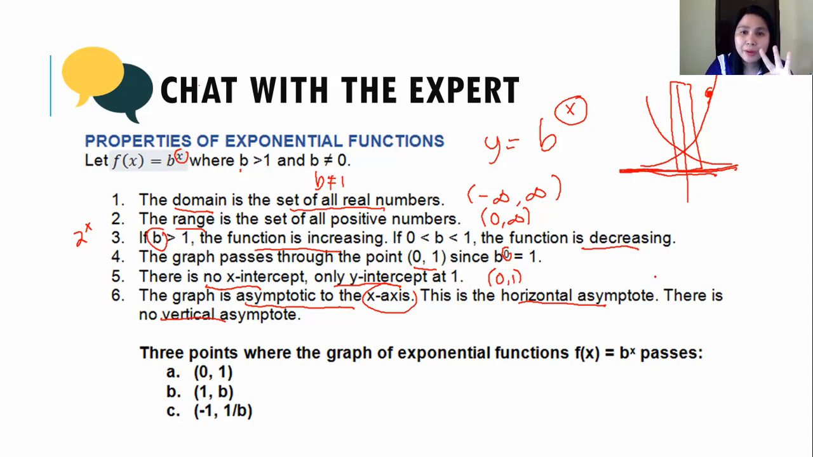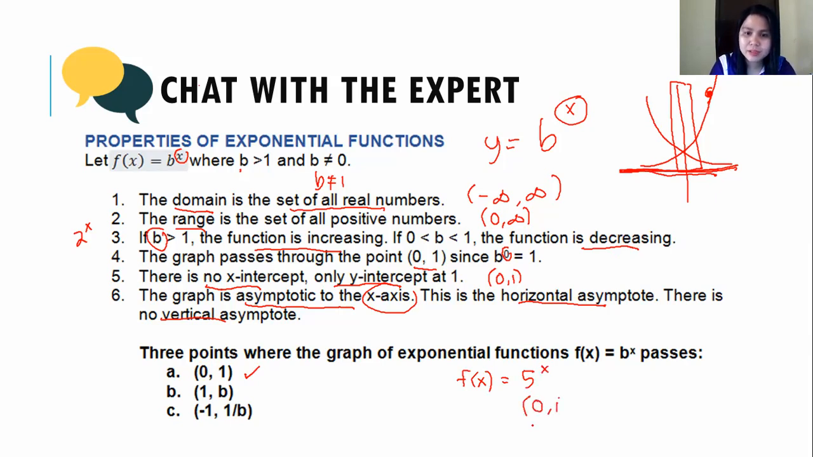Now, there are 3 points through which the graph of an exponential function passes. You just need to memorize this. (0, 1), that's the first one. The next is (1, b). The next is (-1, 1 over b). So for example, if we have f of x equals 5 to the power of x, then it passes through 3 points.